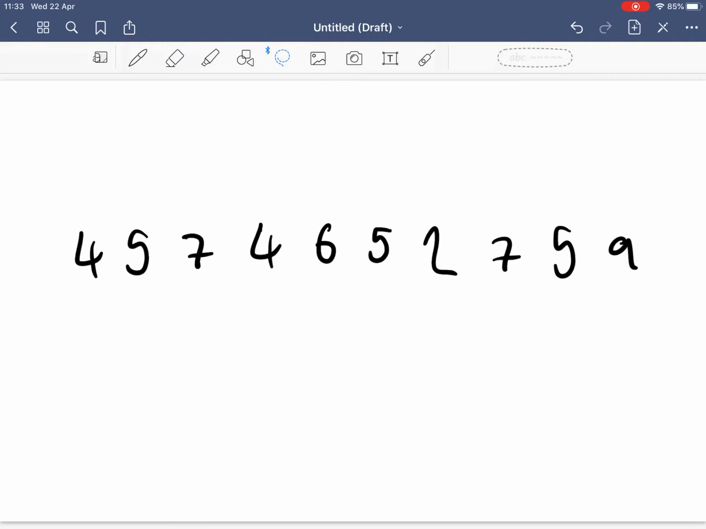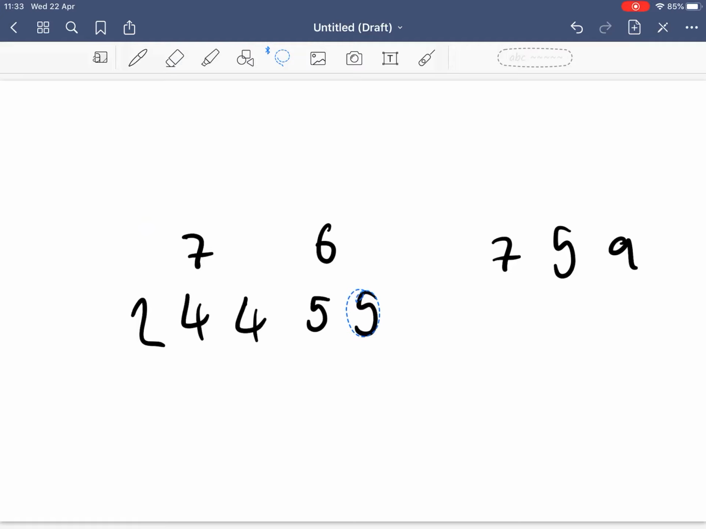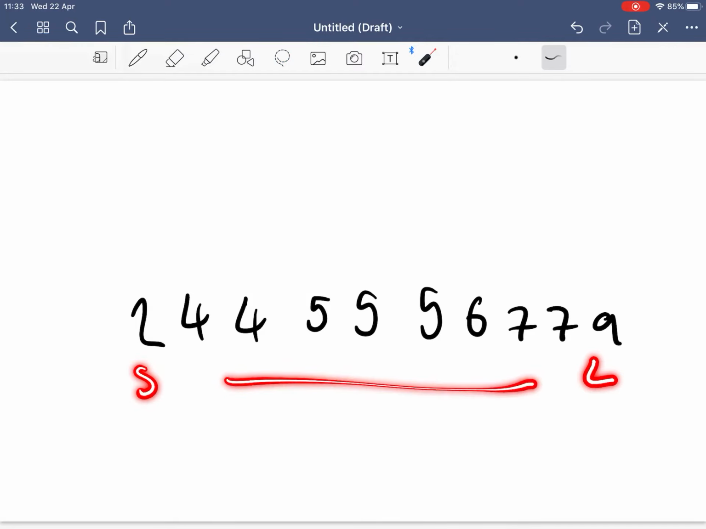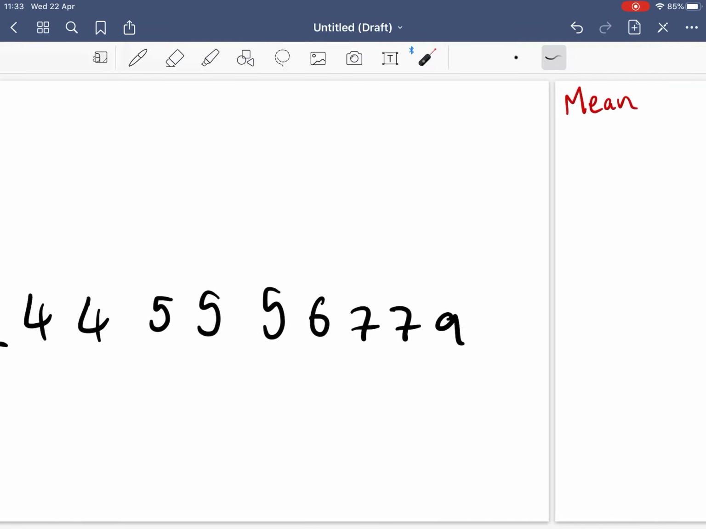So I'll start with my smallest, which I know is 2. And my next is 4. I've got a couple of 4s. Then I've got my 5s, three 5s. Then I've got my 6. I've got two 7s. And then I've got my 9. So always put them in smallest to largest order to make it much easier for you and also make everything correct. Okay, so that's our string of numbers.